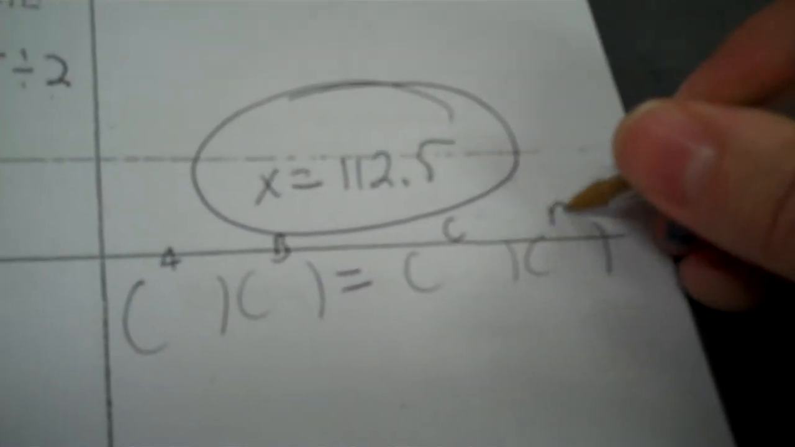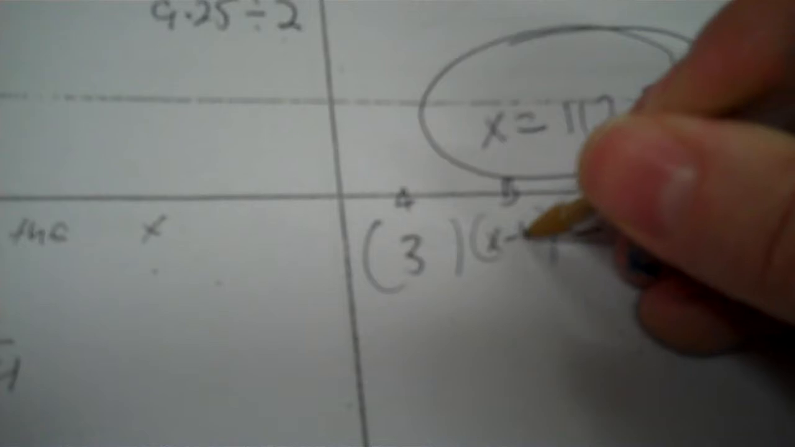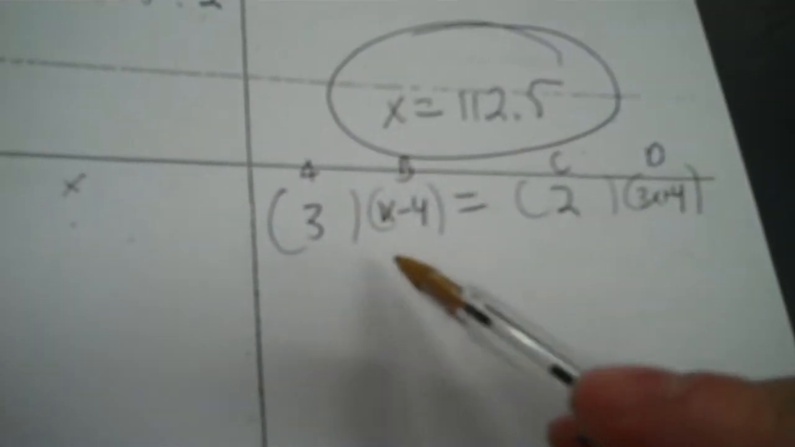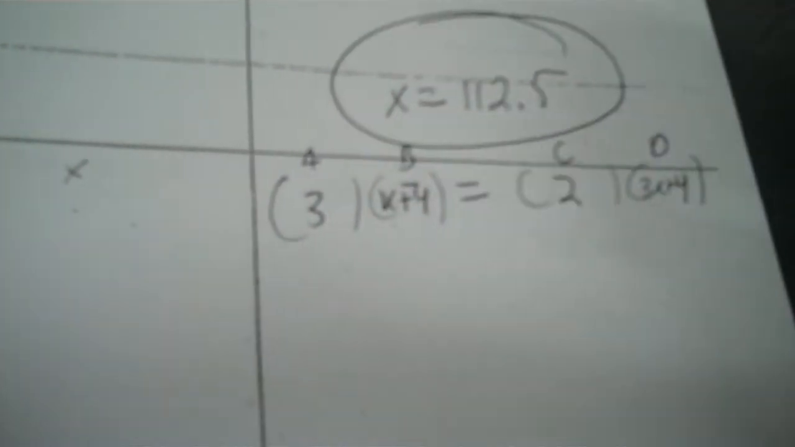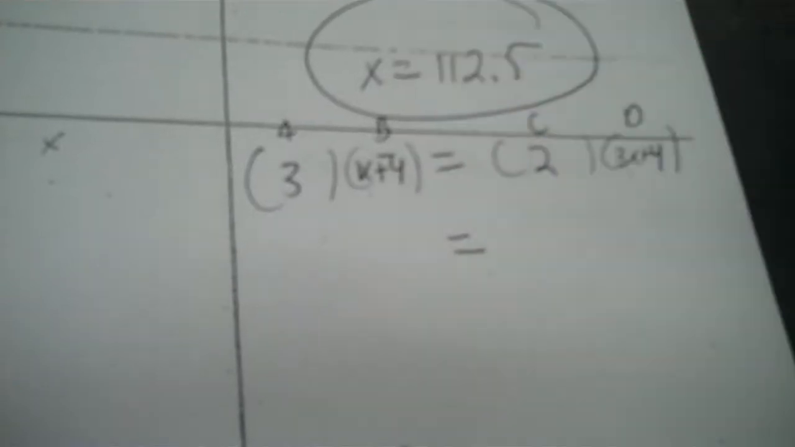Remember, A and B are diagonals, so A is multiplied by B here, and C is multiplied by D here. So A is 3, B is the expression x minus 4, C is 2, and D is the expression 3x plus 4. Now put 1's in front of your x, that's a 1x, that's a 3x, get that minus into a plus negative. So I line up my equals.